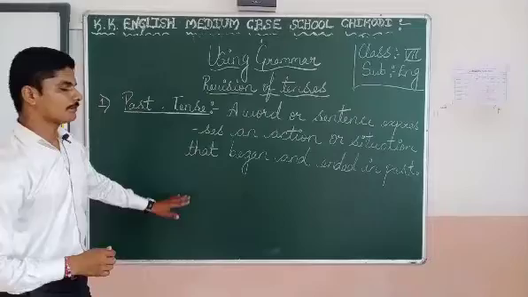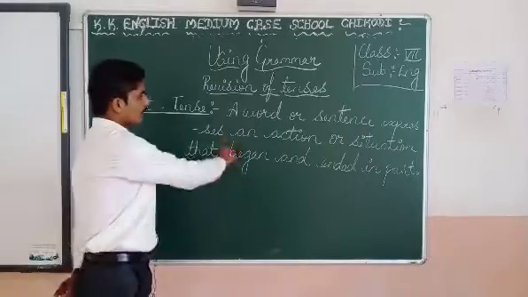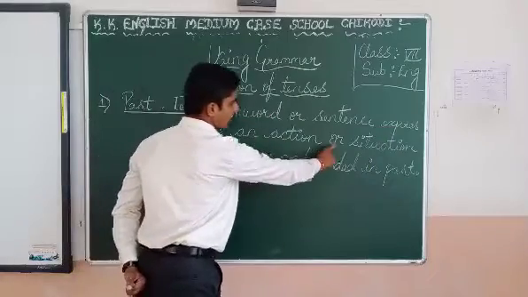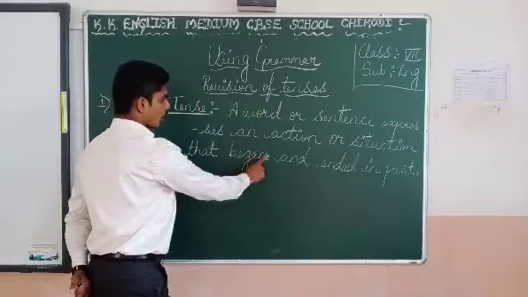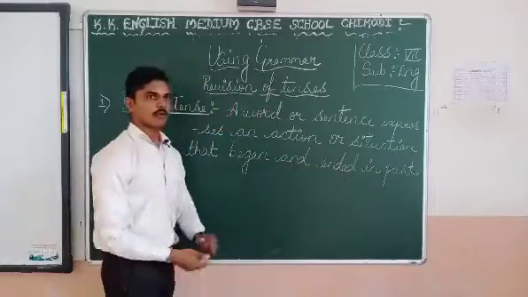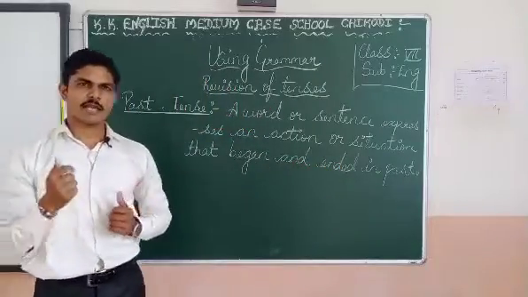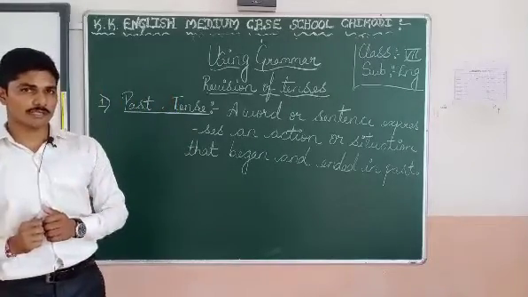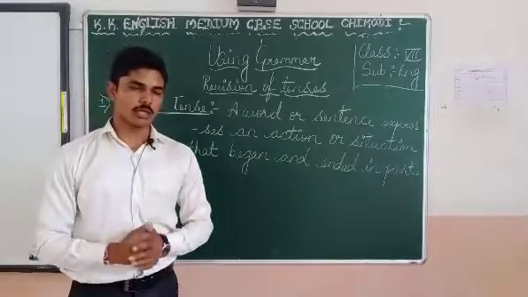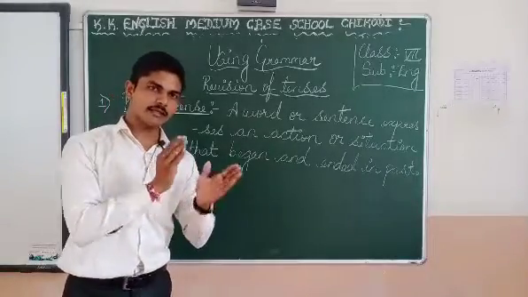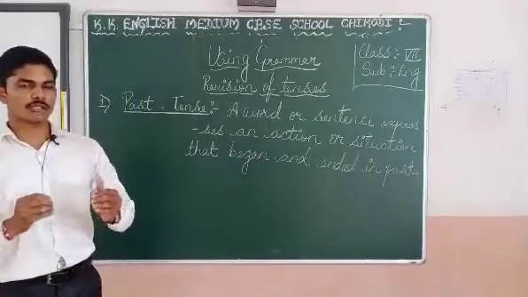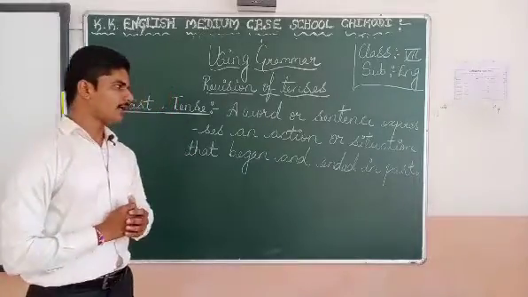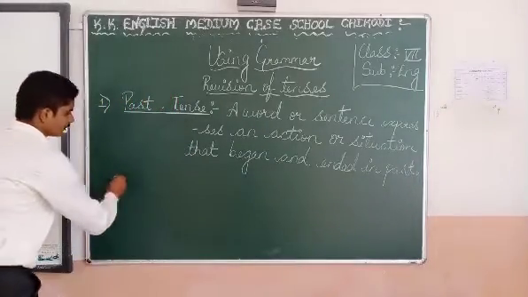See here, such a simple sentence is this. A word or sentence expresses an action or situation that began and ended in past. A word which expresses an action or a situation that occurred in past, not in present, not going to be occurring in future, but occurred in past and ended there itself. So this sentence or this activity can be taken here in the past tense. Understood?